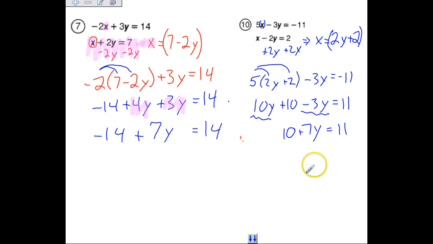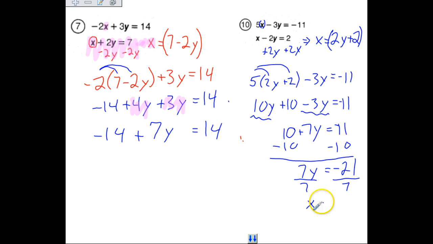Okay. That's a negative. Negative. Subtract 10. Negative 11 minus 10 is negative 21. Yeah. So y equals negative 3.